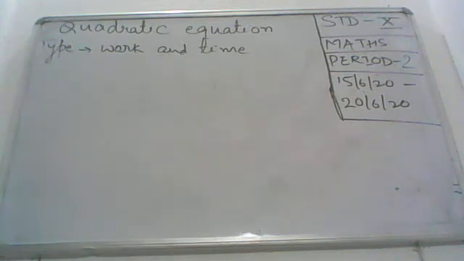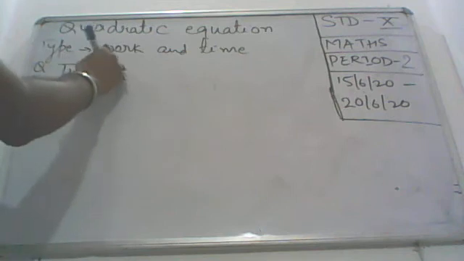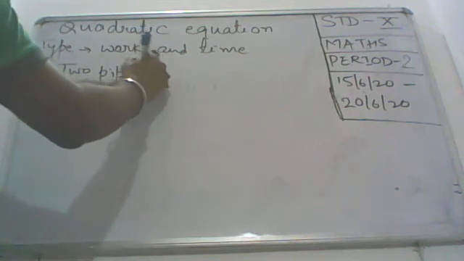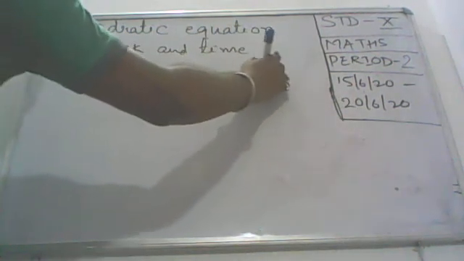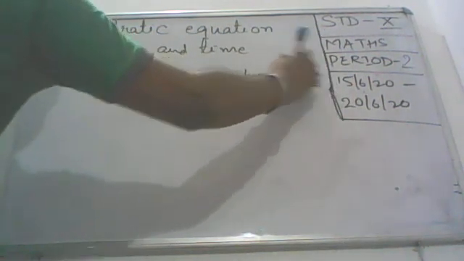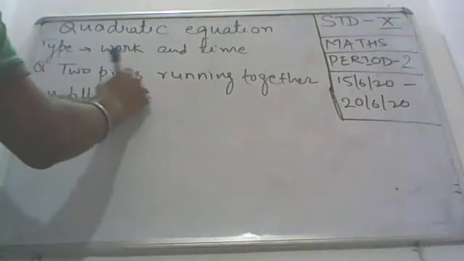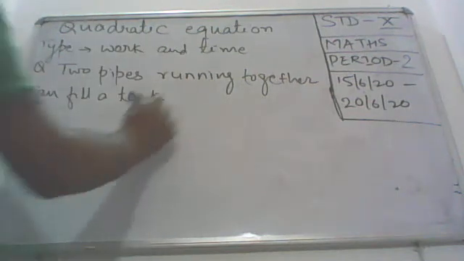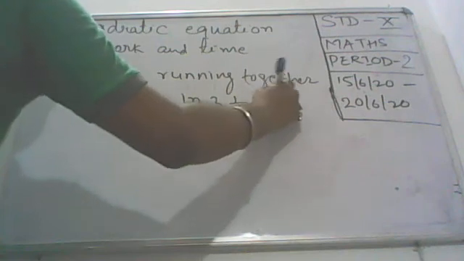See this. Question is: two pipes running together can fill a tank. Two pipes are there. They can fill a tank in 3 1/13 hours. Okay.